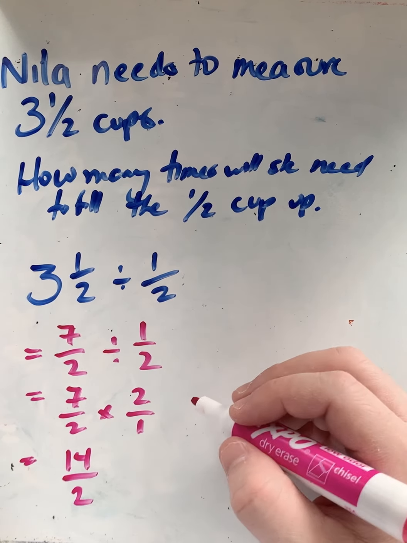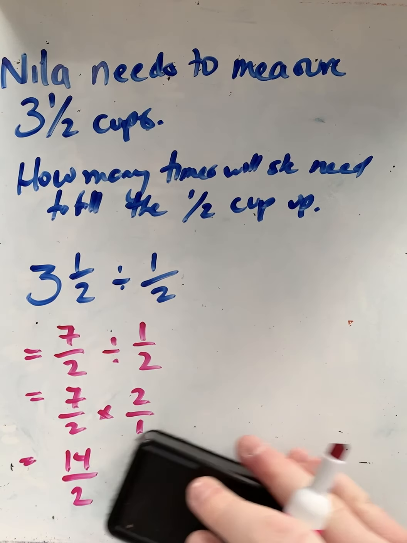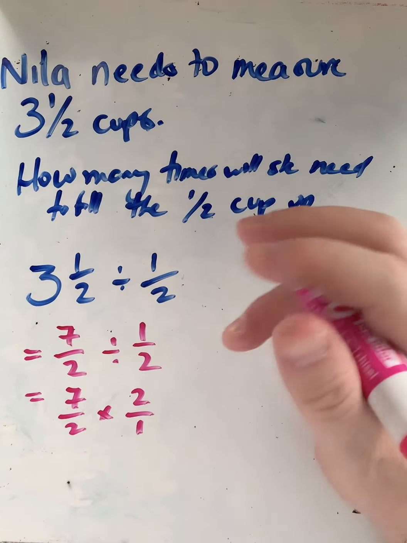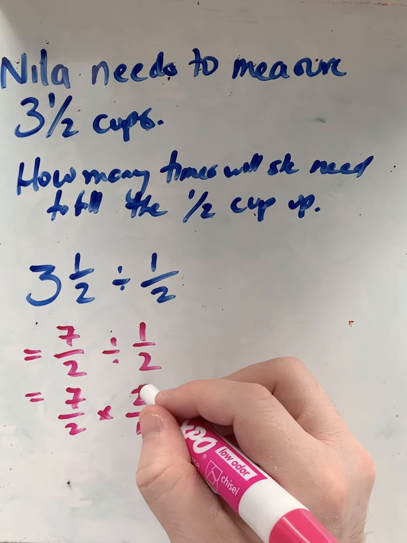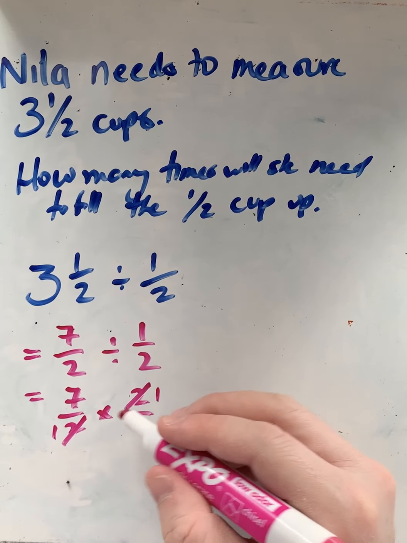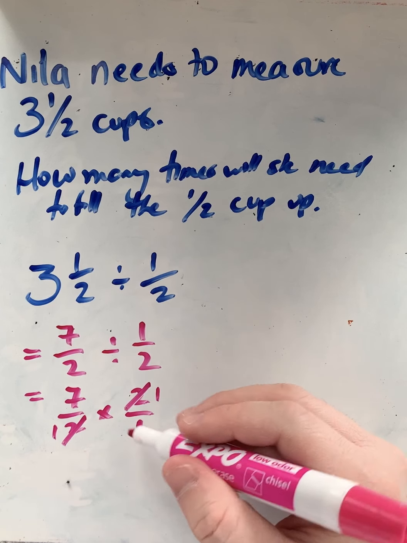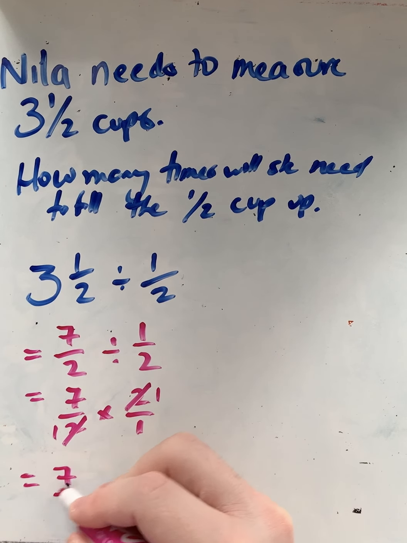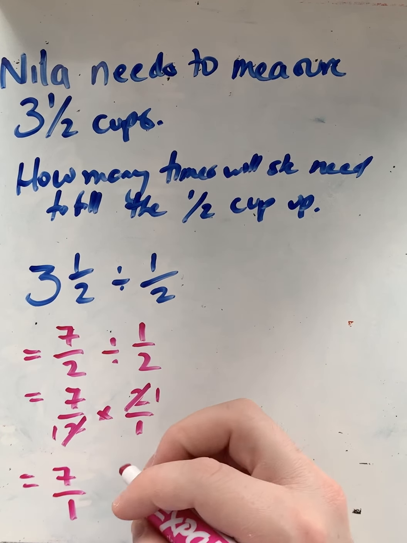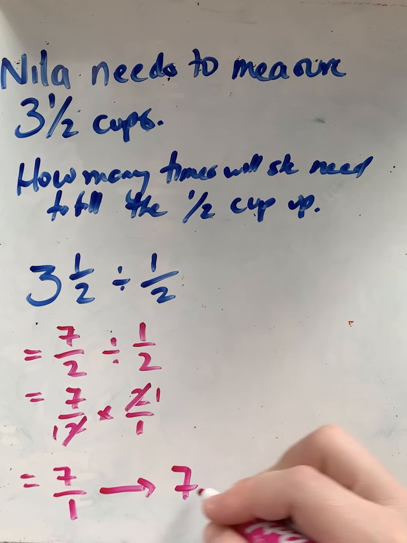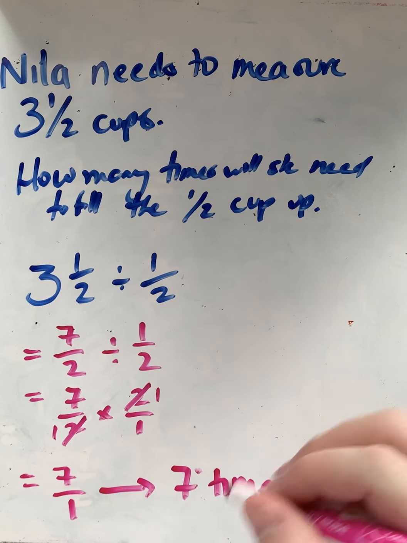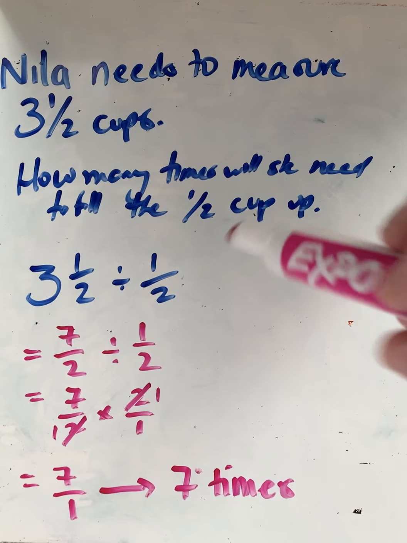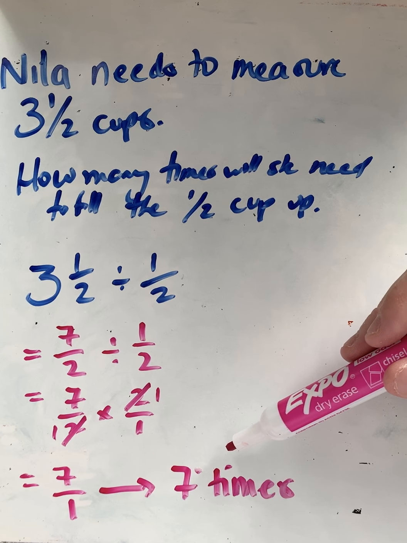Now, I'm just going to erase this for a second. Because we're in multiplication, what we could do at this point is use the cross-off method, right? I know this is coming back to something we talked about last class, but we totally use the cross-off method. 2 goes into 2 once, 2 goes into 2 once. So instead of it being 14 over 2 and then me having to reduce it, why don't I just reduce it right now and have 7 over 1? So that 7 over 1 means that she's going to have to fill it up 7 times. Okay? So how many times is she going to have to fill up the 1/2 cup? She's going to fill up 7 times.